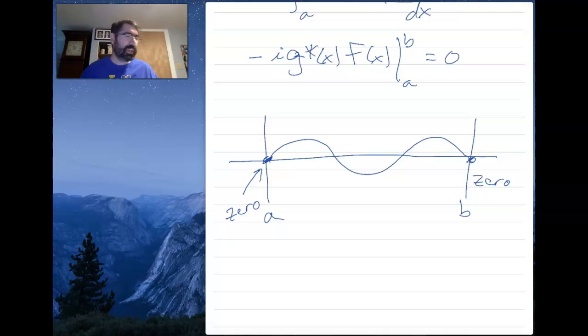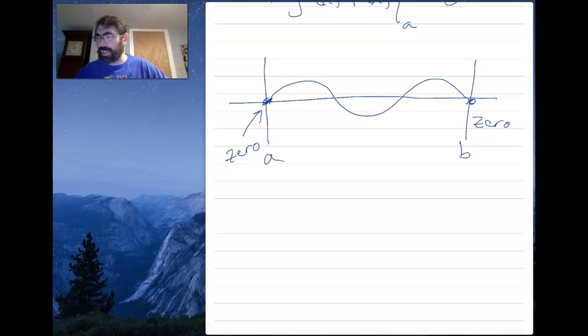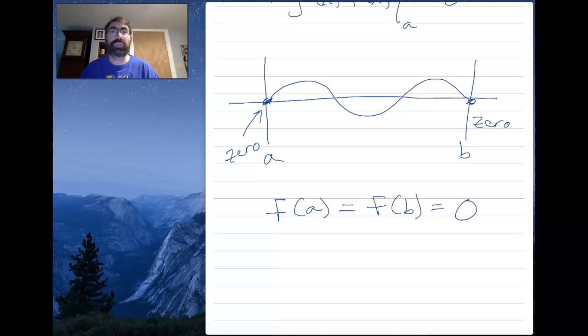So in the end, when we evaluate these functions, when x is equal to a and x is equal to b, the functions have to go to zero.